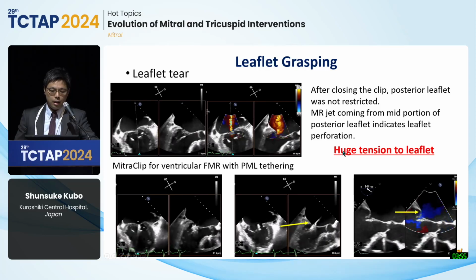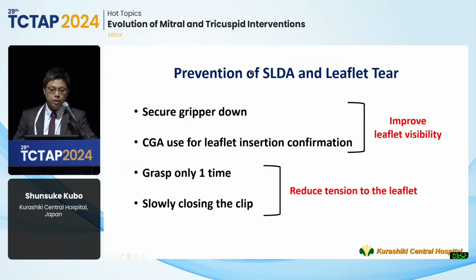So to prevent SLDA and leaflet tear, we should secure the gripper down, and we can use the CZA for leaflet insertion confirmation. This movement is to improve the leaflet visibility. We should also grasp only one time, minimizing the grasping time, and slowly close the clip to reduce the tension on the leaflet.